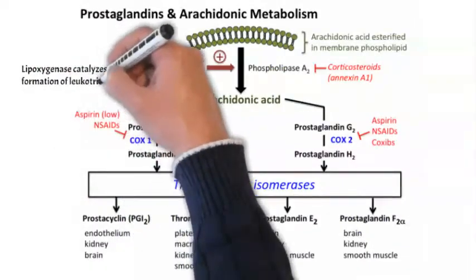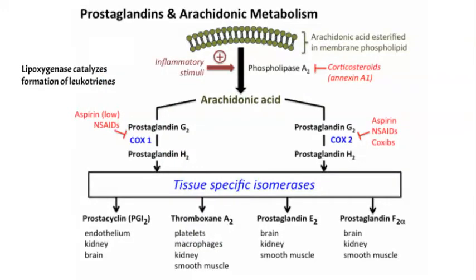Arachidonic acid derivatives include prostanoids, prostaglandin and prostaglandin-like autocoids, leukotrienes, and other derivatives. Upon certain inflammatory stimuli, phospholipases like phospholipase A2 can get activated. As lipases, they'll liberate a fatty acid from the membrane phospholipid. In the case of phospholipase A2, the fatty acid released is arachidonic acid.